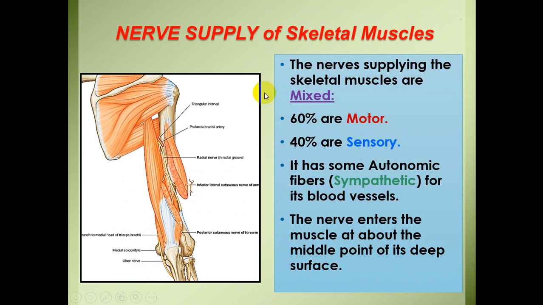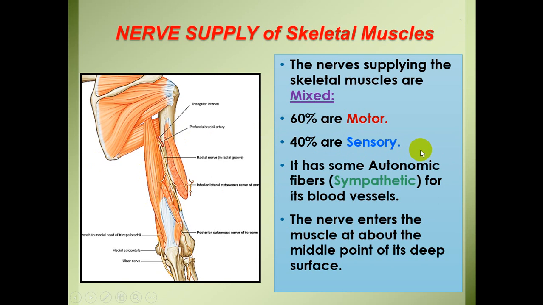So the skeletal muscles, they are acting at two levels. The voluntary action of the skeletal muscle is controlled by our higher nervous system, and that is conveyed by the motor fibers. Skeletal muscle are also supplied by sensory fibers. The motor fibers are 60% and the sensory fibers are 40%. These sensory fibers are responsible for completing the sensory component of the reflex arc, as we know that skeletal muscle can involuntarily be involved in reflexes.